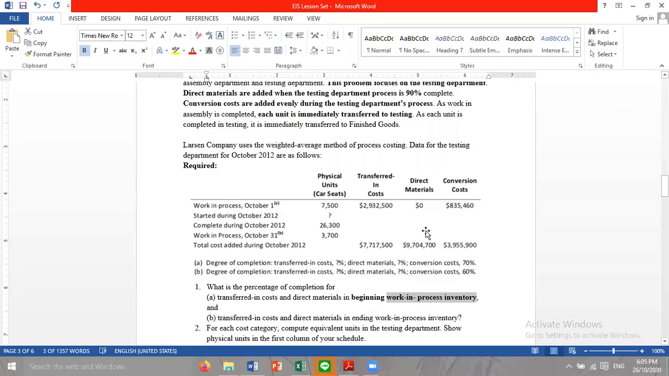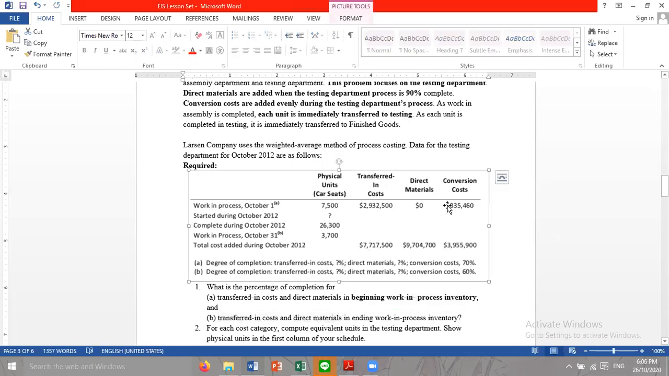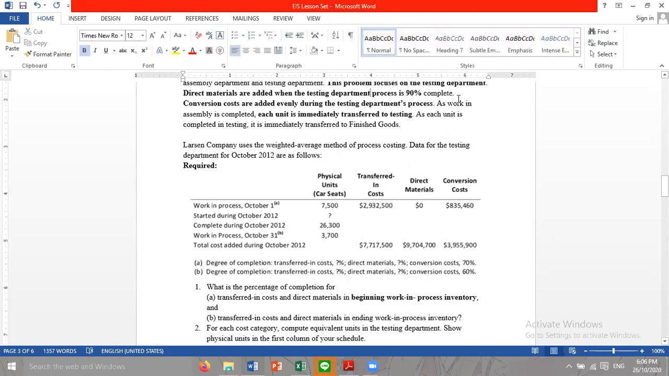Now that's for the beginning inventory. How about for the ending? Once again, transferred in cost is always 100%. How about the direct materials? Once again, in the data given, this time ending work in process inventory is 60% complete. But since it's only 60% complete, direct materials have not been added yet, as direct materials are added when it is 90% complete. So once again, the answer is the same as A. Transferred in cost is 100% complete, while direct materials are 0% complete.